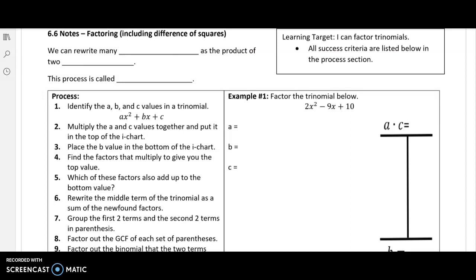Hi everyone. Today we're going to learn how to factor. Now, what is factoring? It's something you probably haven't seen much of before. So let's go ahead and fill in a few short fill in the blanks at the top.